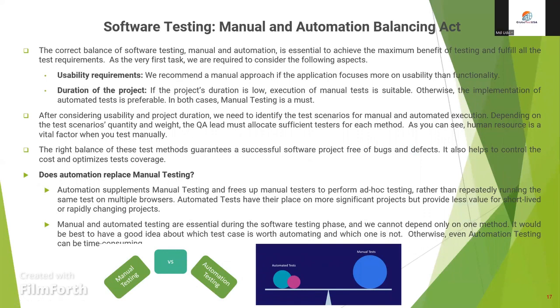Manual versus automation: the balancing act. The correct balance of manual and automated software testing is essential to achieve the maximum benefit of testing and fulfill all the test requirements. At the very first, we have to consider some of the following aspects, right? What is the usability requirement and duration of the project? The manual approach is used for usability requirements if the application focuses more on usability than functionality, right?